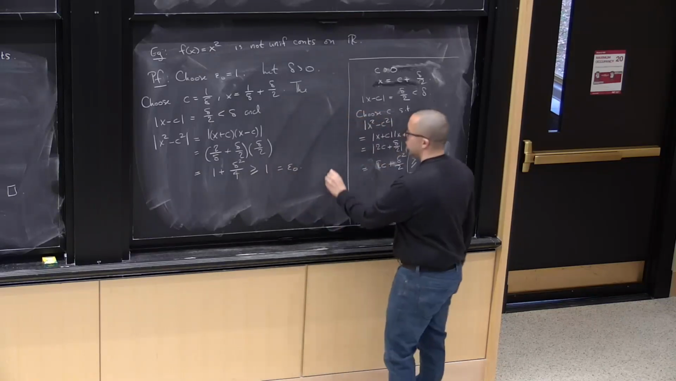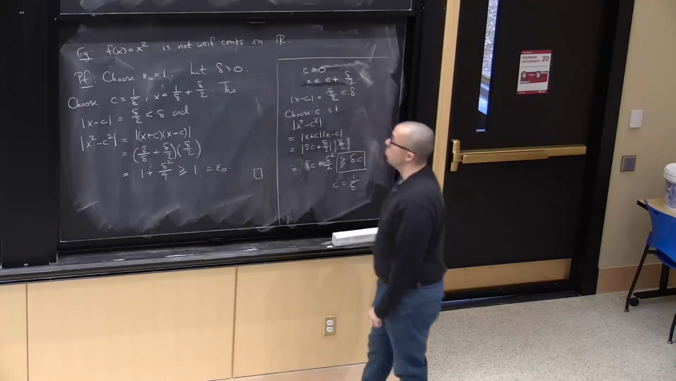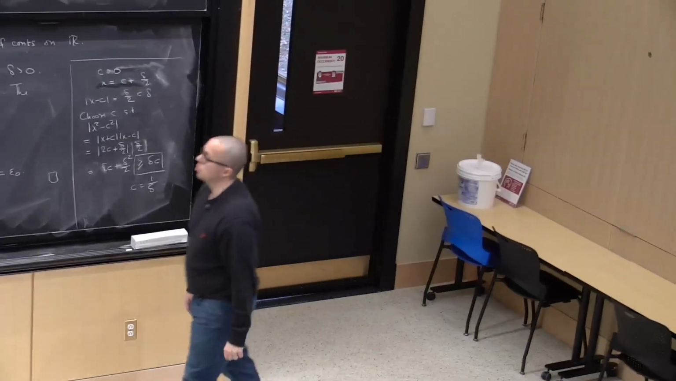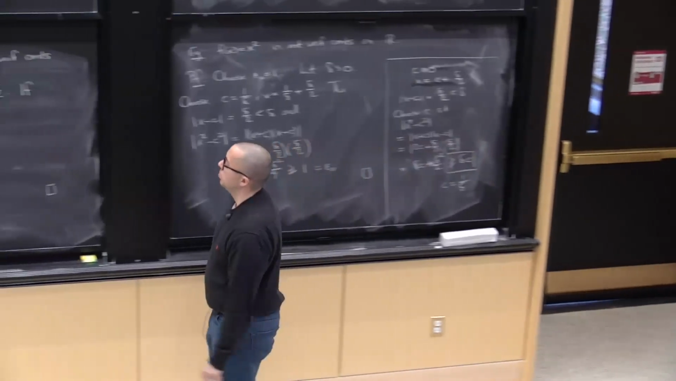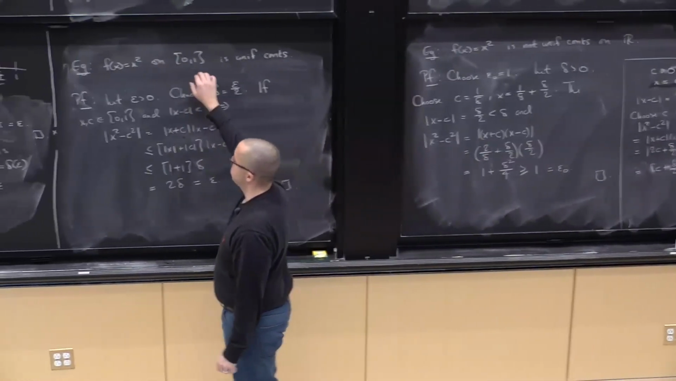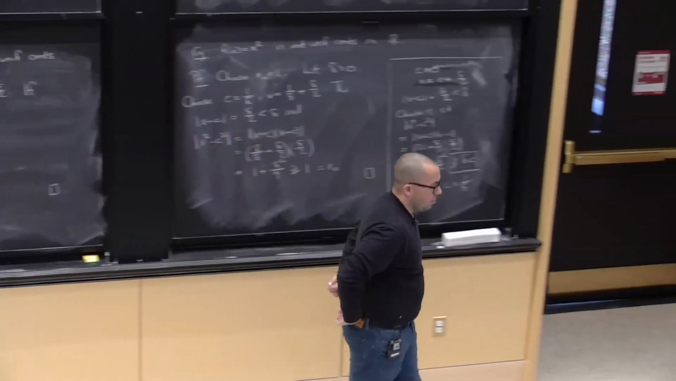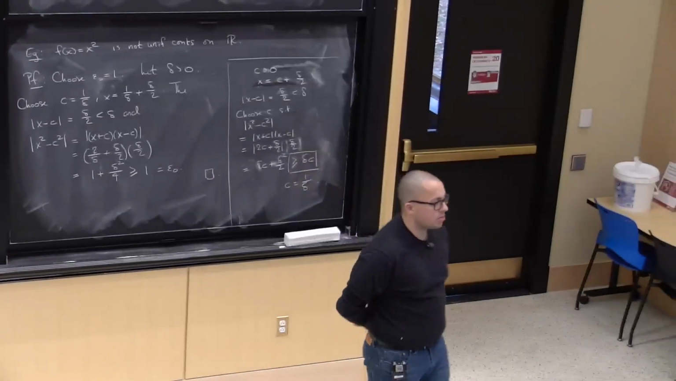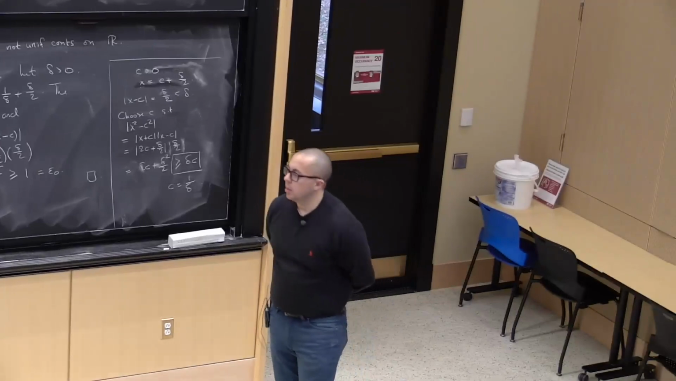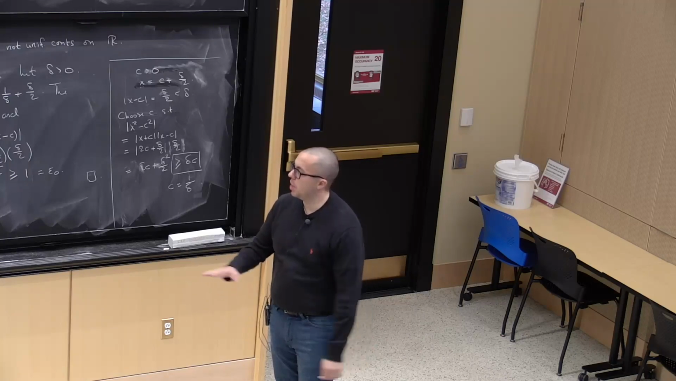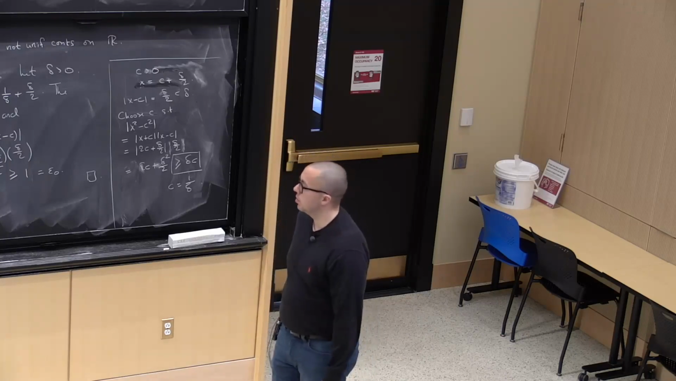Okay, so f of x equals x squared is not uniformly continuous on R, even though it is uniformly continuous on this closed and bounded interval. Uniform continuity is really a relationship between a function and the domain on which it's defined.